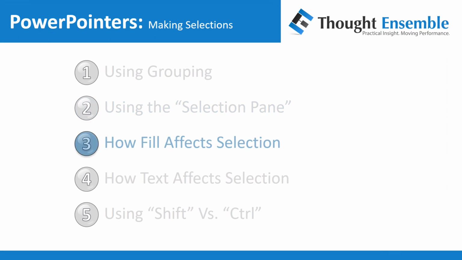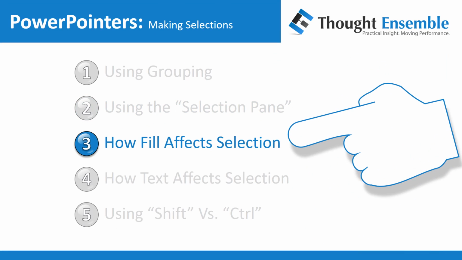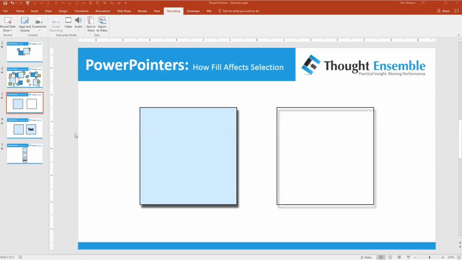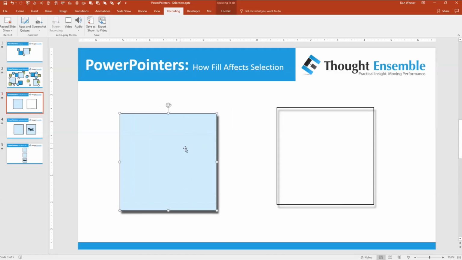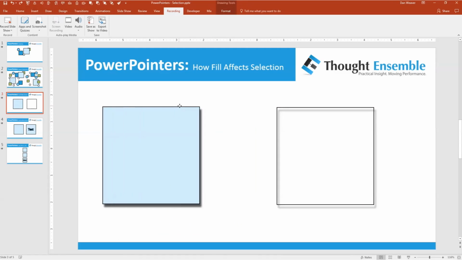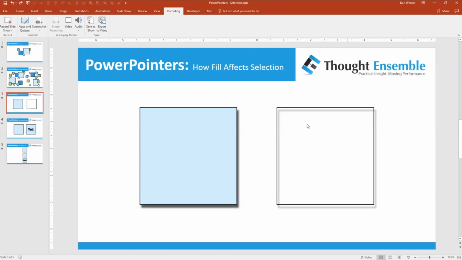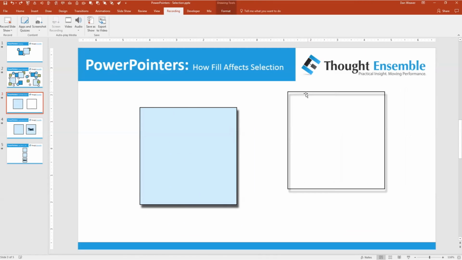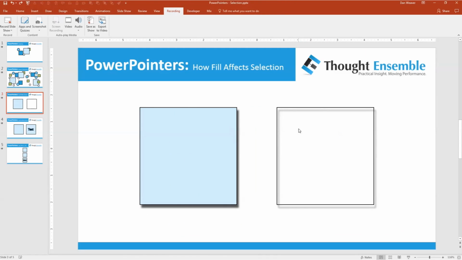So now let's talk about how an object's fill can affect how it's selected. You'll notice I have two objects, this one filled with the color blue, and this one, as you can see by the shadow, that is not filled in at all. When I select the filled in object, I can select it by its fill and by its border. But with the empty object, I can only move it by selecting its border. Otherwise, it would be like trying to pick up an empty picture frame by grabbing the empty space inside.